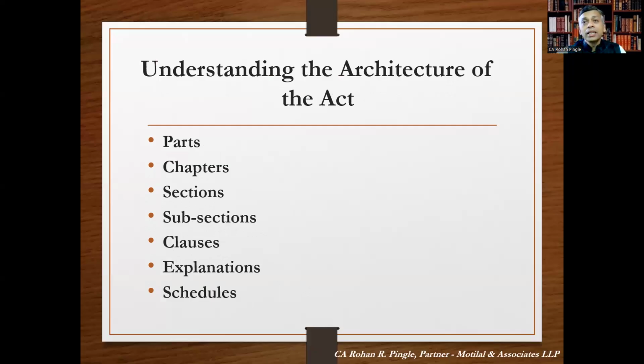Next, understanding the architecture of the Act. Every legislation follows a structured drafting pattern. The Income Tax Act is divided into parts. Within parts come chapters. Within chapters come the sections. Sections are further divided into subsections, clauses, subclauses, explanations, provisos if any, then illustrations wherever applicable. Certain matters are also dealt with through schedules. Once you understand this hierarchy, reading legislation becomes much easier. Very important to know this.